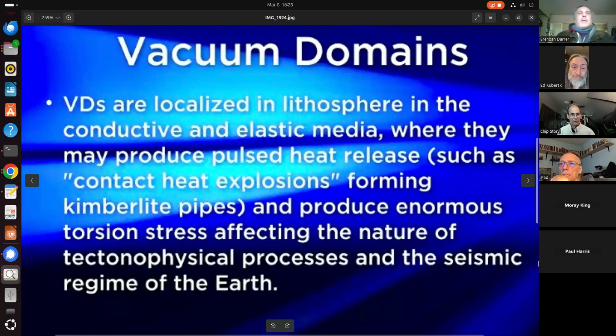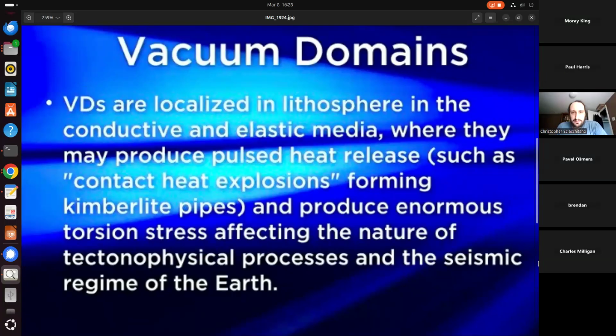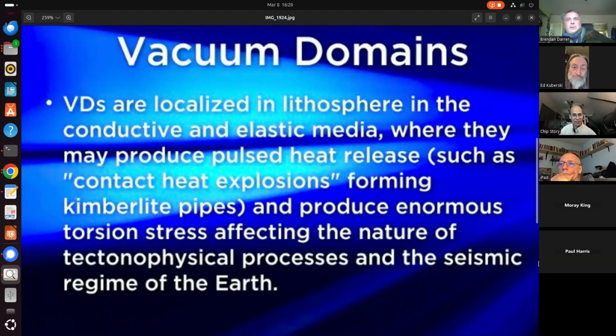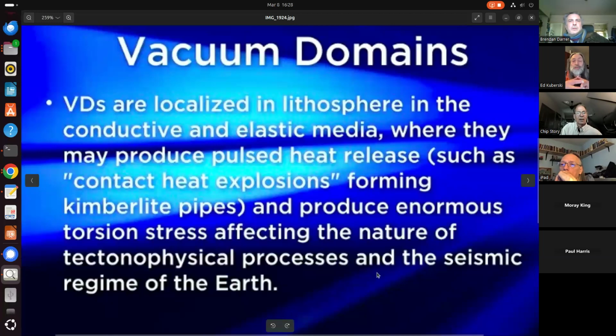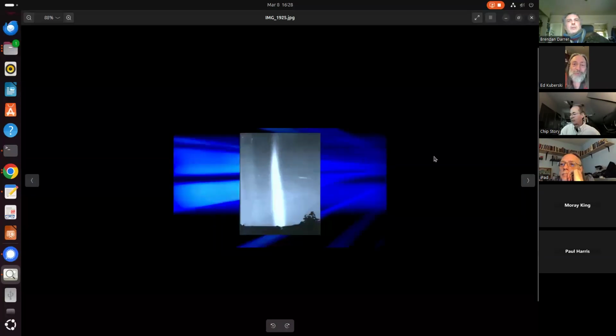Vacuum domains. VDs are localized in the lithosphere in the conductive and elastic media, where they may produce pulsed heat release, such as contact heat explosions, forming kimberlite pipes, and produce enormous torsion stress affecting the nature of tectonophysical processes and the seismic regime of the Earth. So enormous torsional stress. Again, they're spinning time and compressing time, like maybe a billion years into a microsecond or whatever, right? And that's how they create these diamonds with the vacuum domain. Again, thank the Russians.